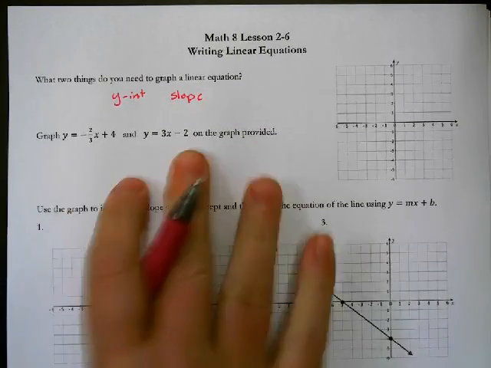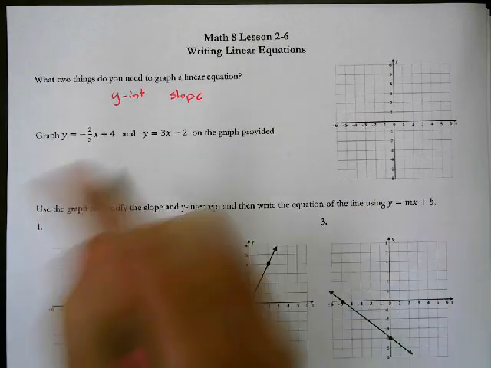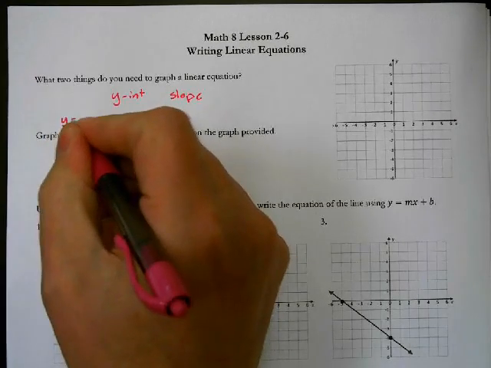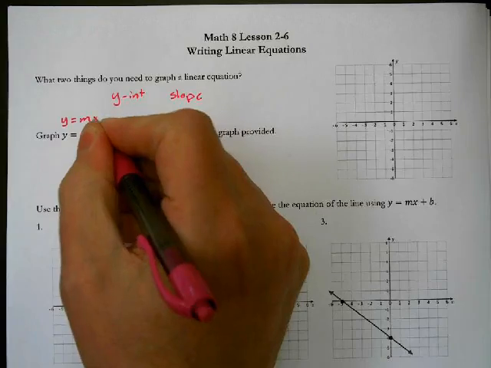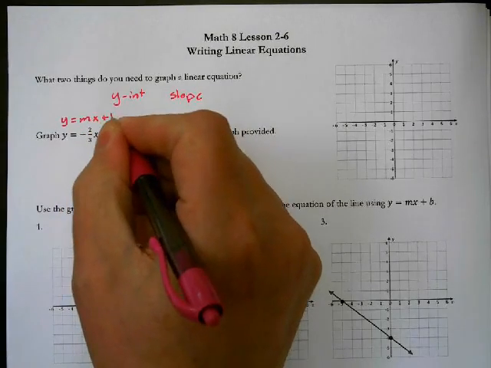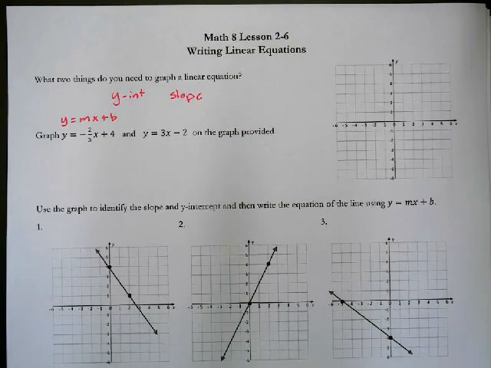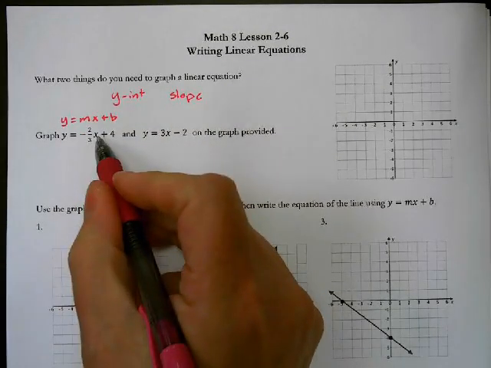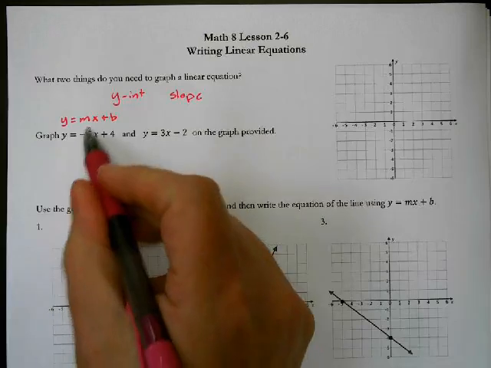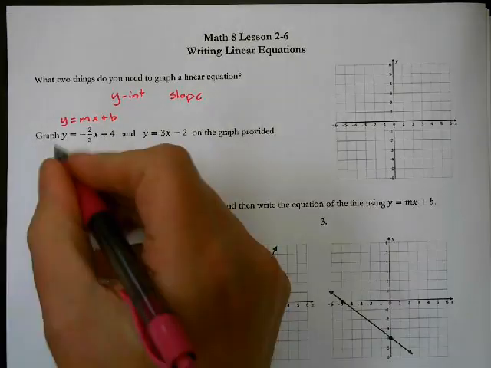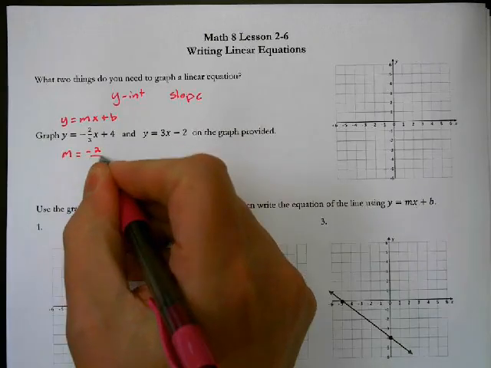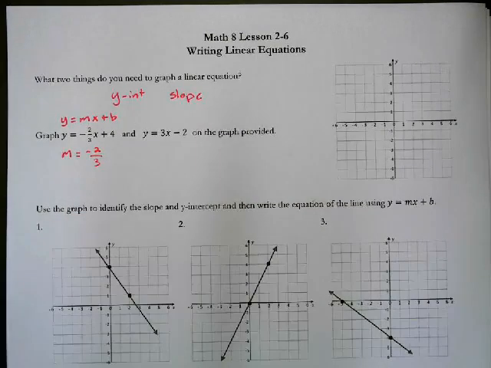So I'm going to graph these two equations on the same graph. Looking at this one, it's in the form y equals mx plus b. This is called slope-intercept form because it's got the slope and the y-intercept in it. I can see here that the coefficient of x is negative 2/3. That means that is m. So m is negative 2/3. That's my slope. It's my change in y over change in x.